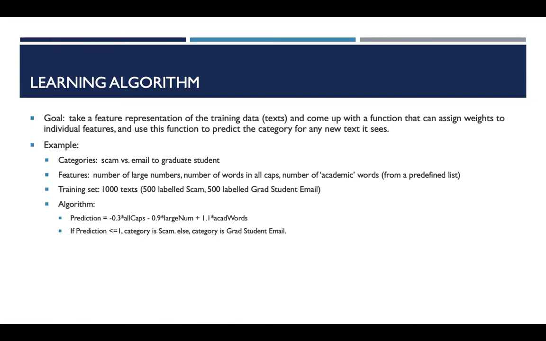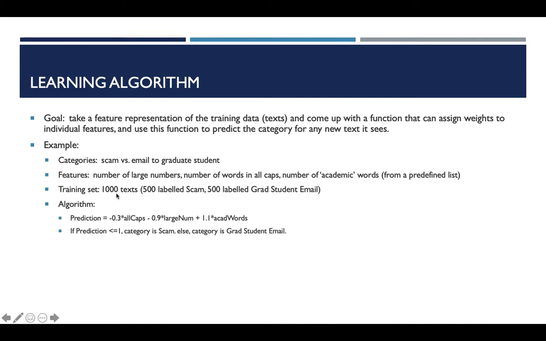like the number of large numbers in a text. The number of words that are in all capital letters, the number of academic words. You could have a predefined list here. So these will be the features that we decided are important to us.